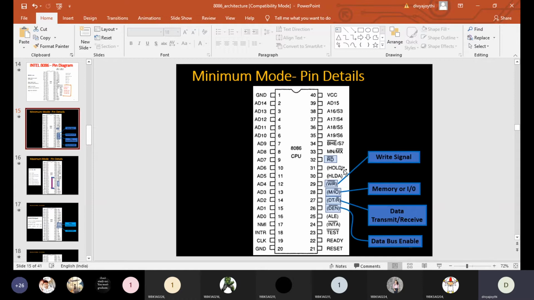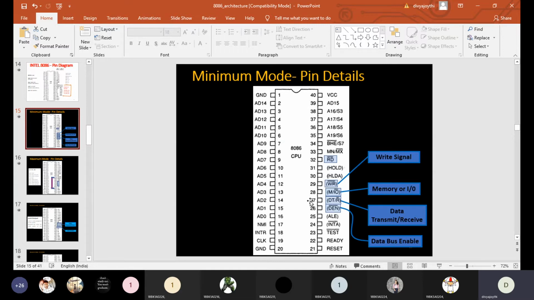Yes, ma'am. So pins 24 to 31 are new to you. I'll brief you once again. Pin number 24, interrupt acknowledgement. If the processor wants to serve the interrupt that has been received through pin 18, then it will acknowledge the device that sent the interrupt through pin number 24. And pin number 25, if its value is 1, that indicates that all the multiplexed pins are having address values.